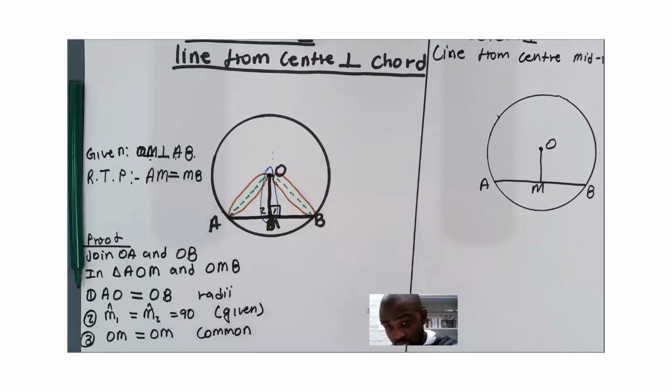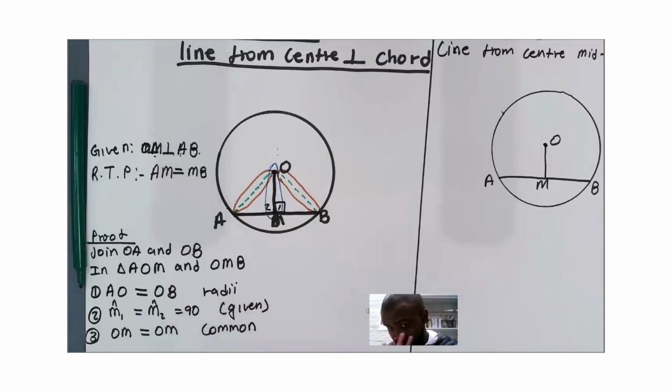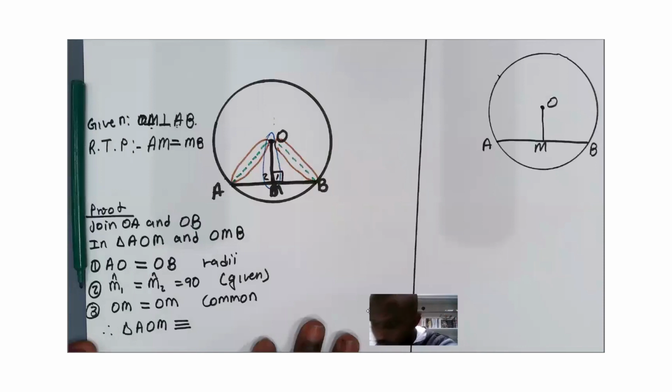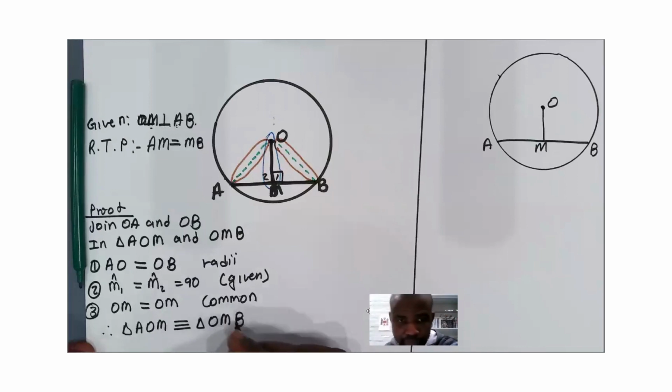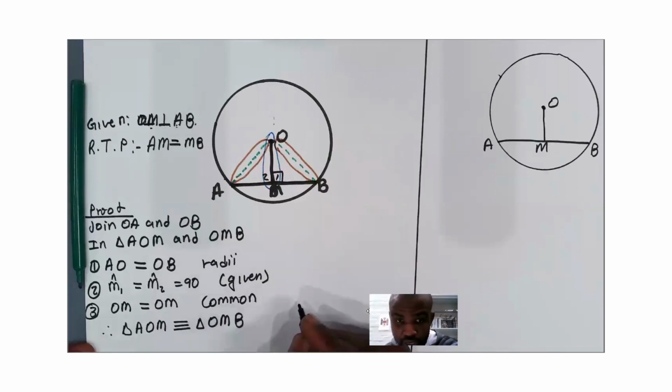Now we have three things. So if it says there's three, now we can say lama triangle two anjani congruent. So now we can say therefore triangle AOM is congruent to the triangle OMB. I hope you see that one.